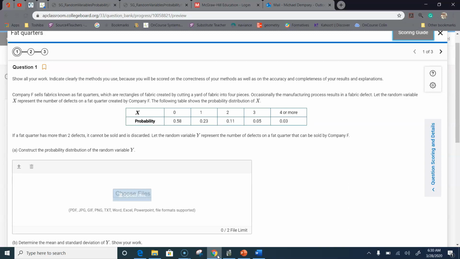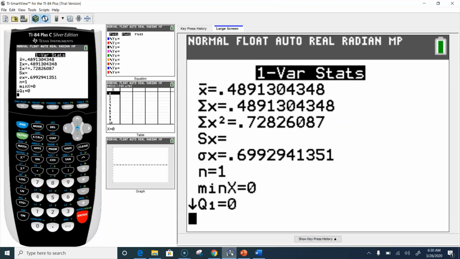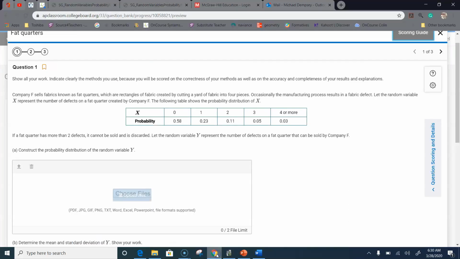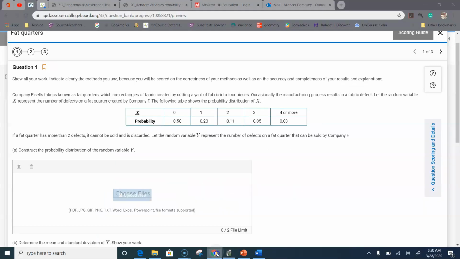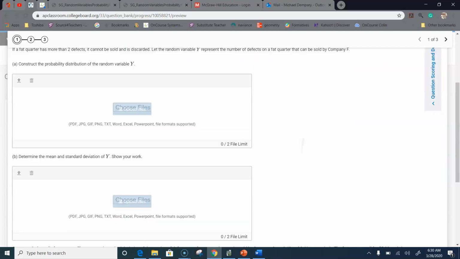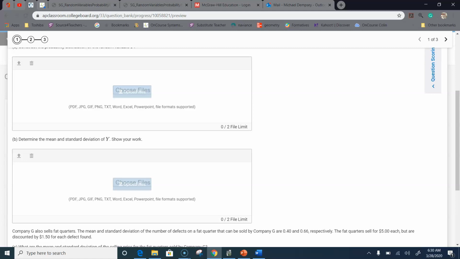Just to get the mean, I'd have to do 0 times 0.58 plus 1 times 0.323 plus 2 times 0.11. Then I'd have to employ the next formula. I'd have to take that mean that I get, 0.489, and do 0.489 minus 0, times 0.58, and so on. I would just copy those formulas down off your formula sheet, and that should account for the show your work part.